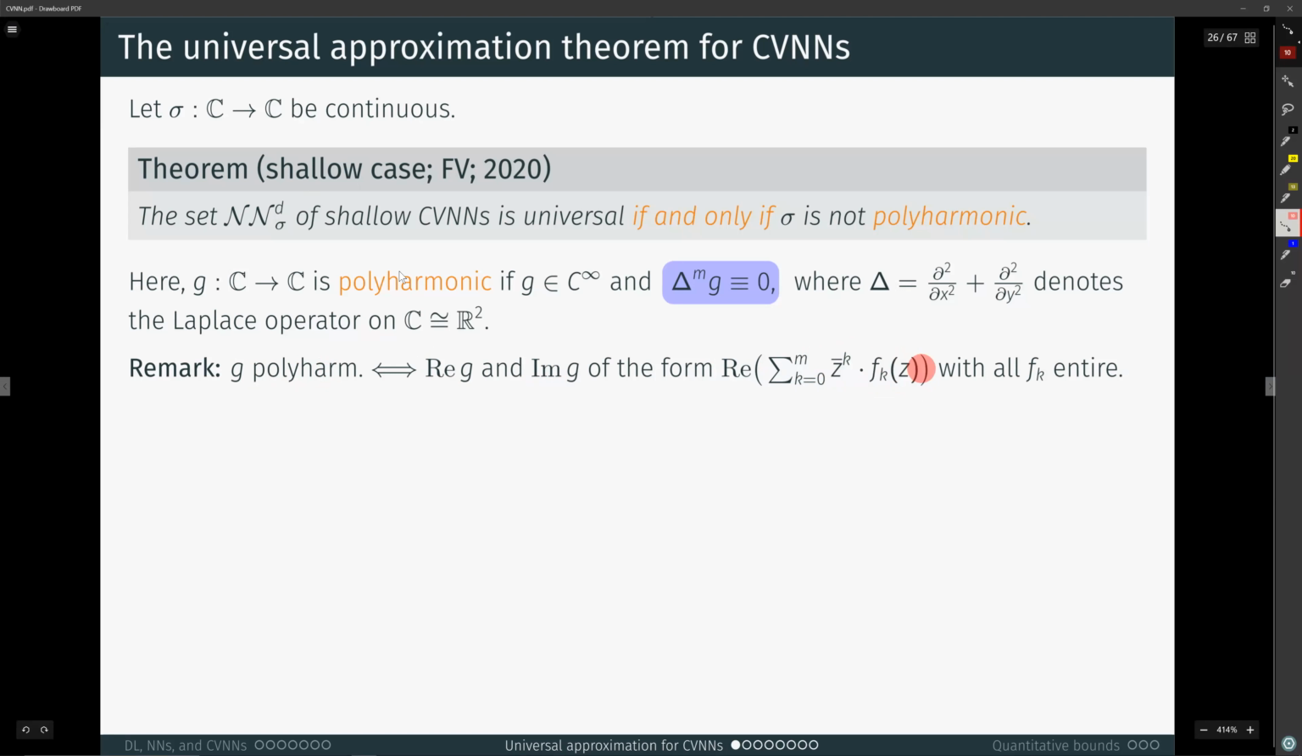And remember, in the real valued case, it didn't matter how deep your networks were. It was always the same condition: the activation function should not be a polynomial. But here, this is not so. Here, the deep case is really different.